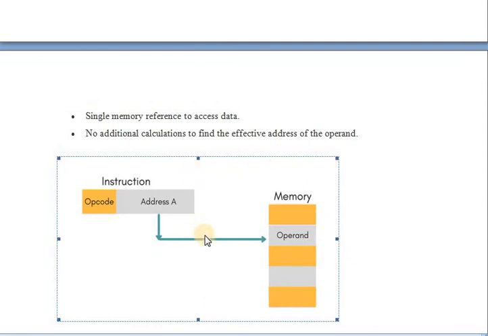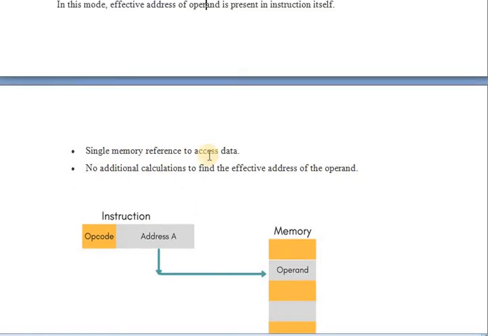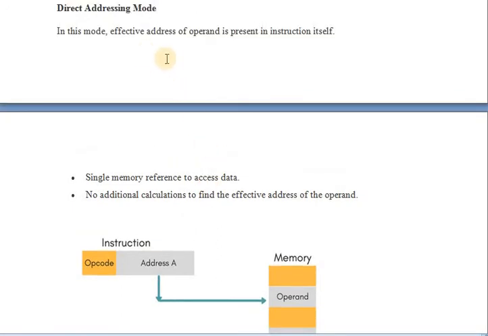See here, in this mode the effective address of the operand is present in the instruction itself. For example, if the address in memory is 100, that address is present in the instruction itself. The address of the operand is present in the instruction itself. This is the direct addressing mode.